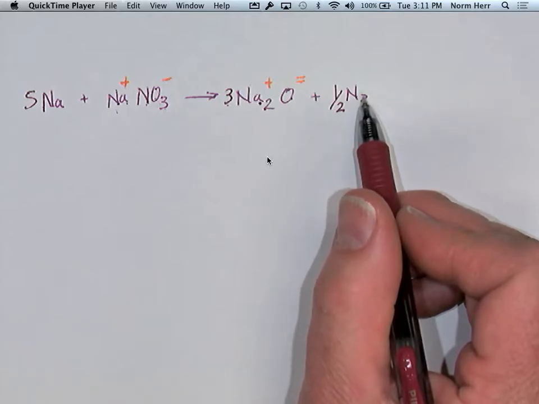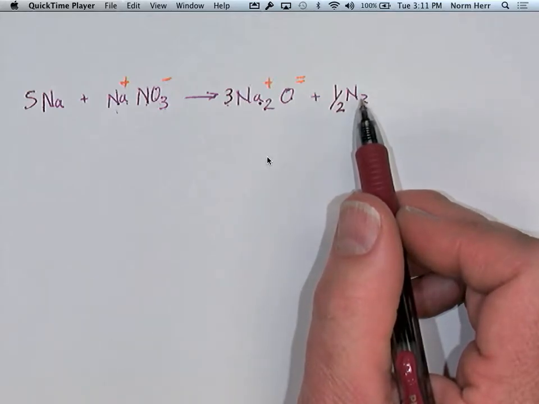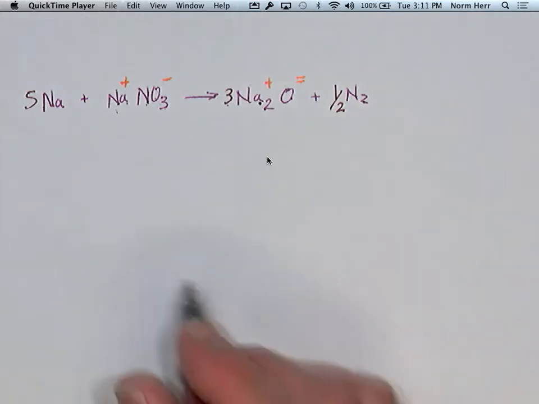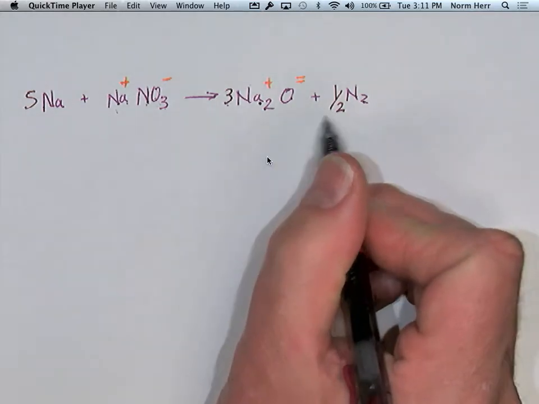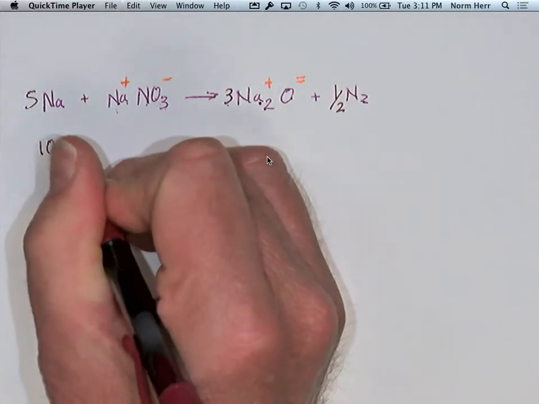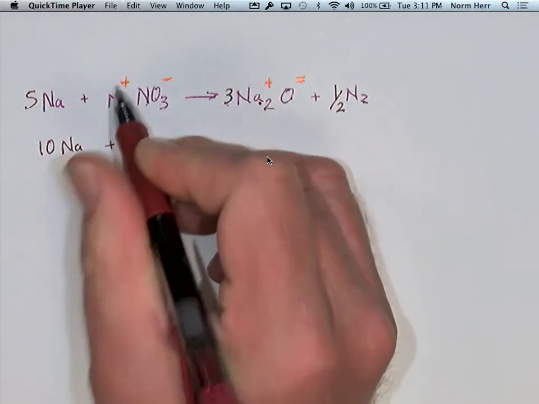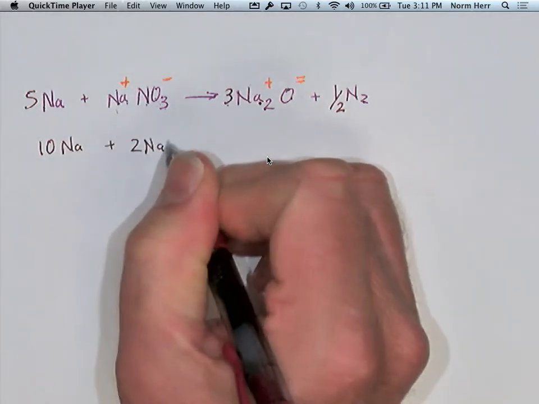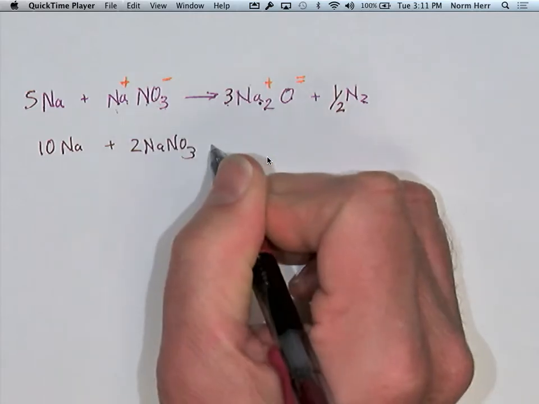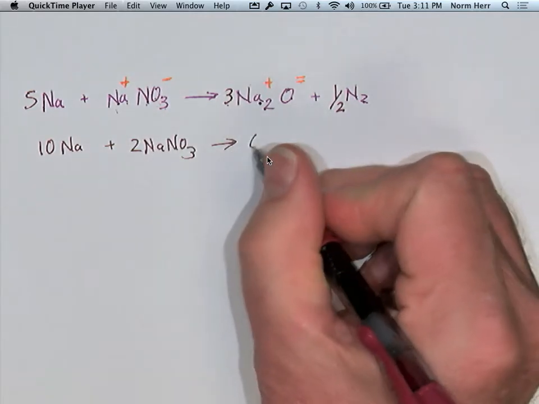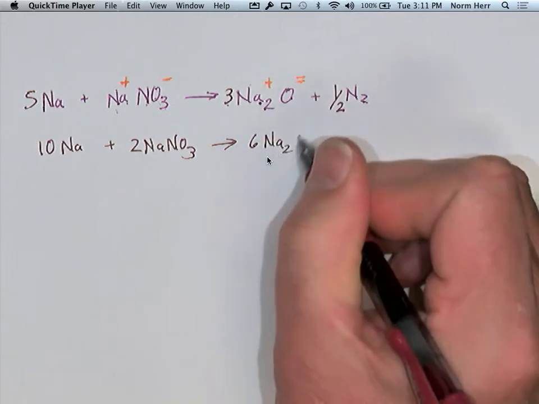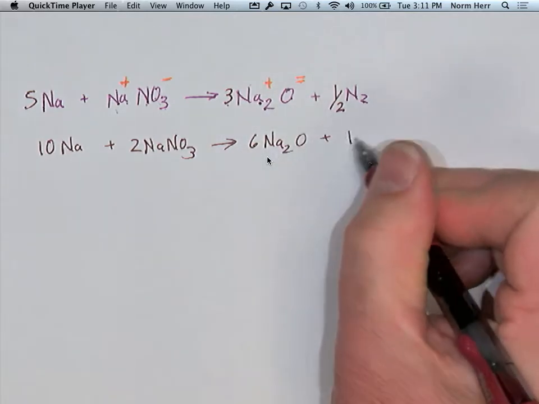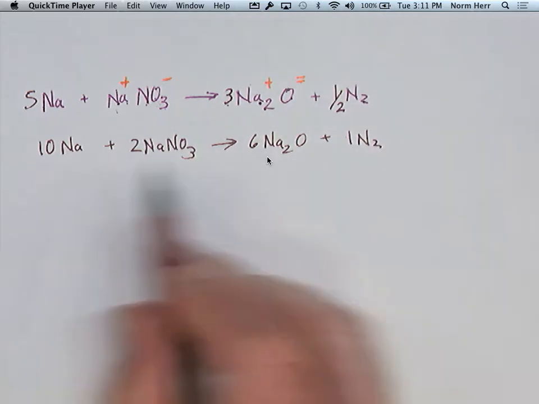And so if we wanted to balance this in terms of reducing all of our fractions, we could multiply through by 2. So we essentially have 10 sodiums plus 2 sodium nitrates will yield 6 sodium oxides plus 1 nitrogen. And now the reaction's balanced.